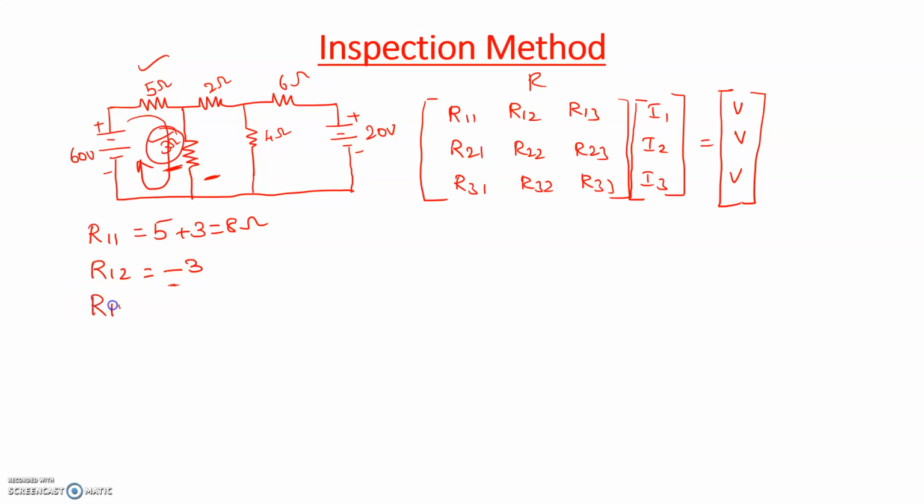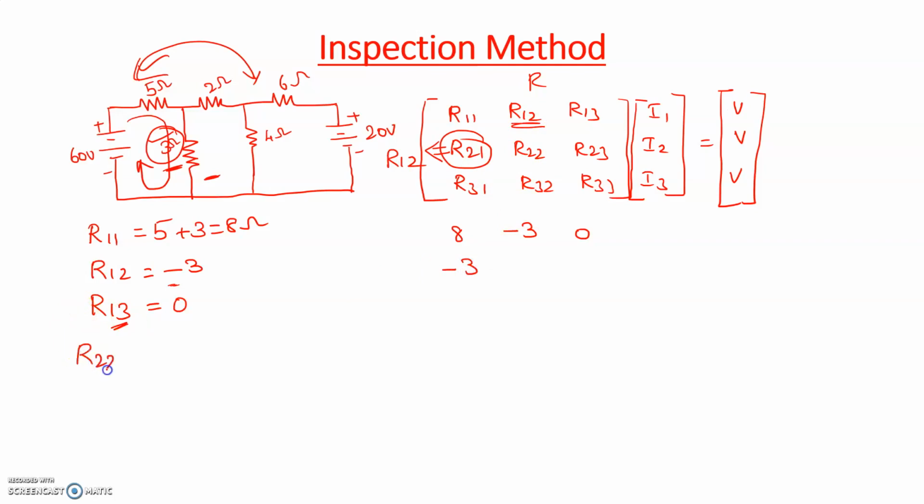R13 means the resistance which is common between the first and third loop. There is no resistance common between the first and third loop, so it is 0. I substitute these values in the matrix, and I get this as the first row. Then R21 is equal to R12, and R12 is minus 3 ohm.